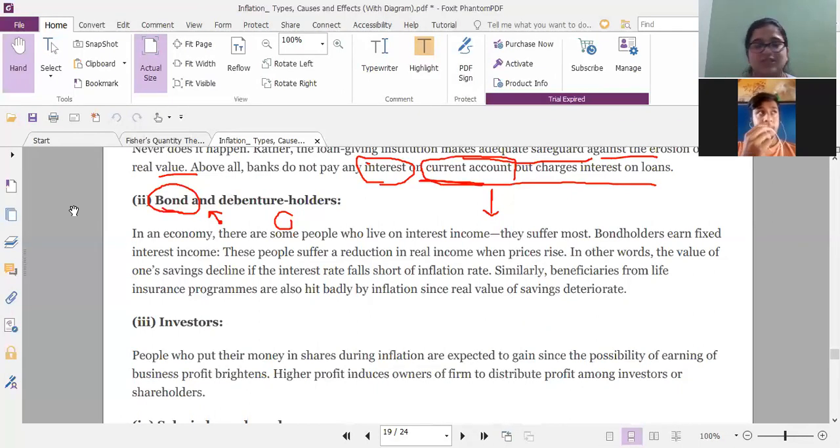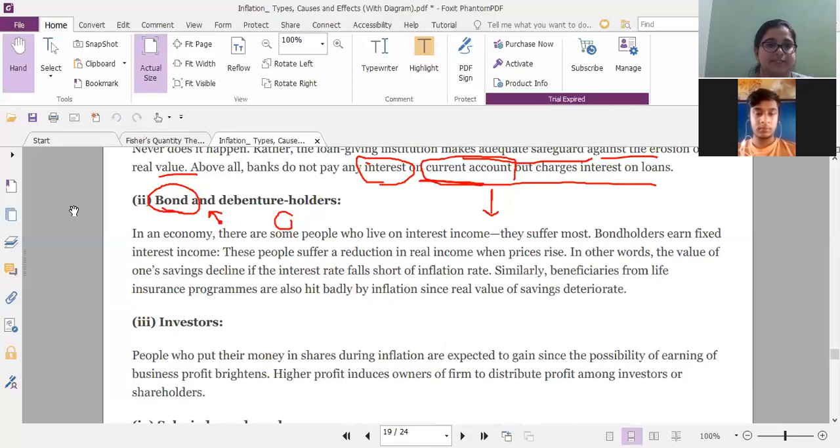It's like on the basis of that promise, they take in money. They borrow money, right? And they give them a promise that we will pay back this money with so much interest rate, and within this time. That is a bond. So here we'll see how inflation affects bond and debenture holders.